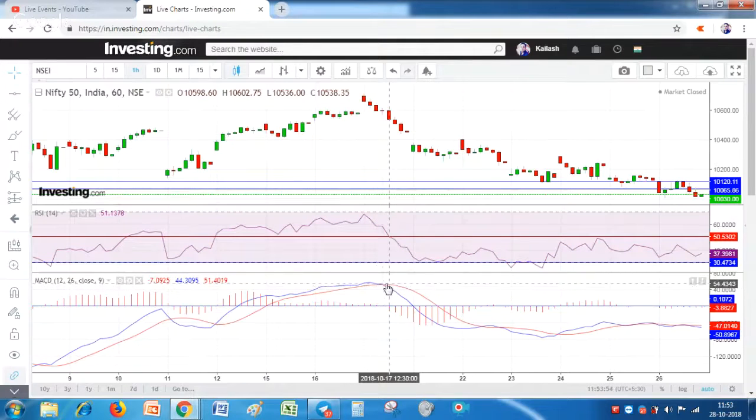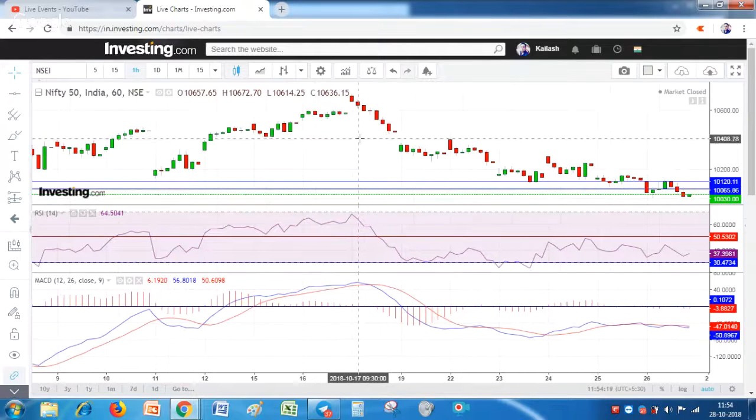There was a bearish crossover of MACD. Once both the indicators give us a signal, only then we should go short or long. Follow both the indicators together. That's why I added both, because combined they give us very good results. But if we follow just one indicator, sometimes the signal may be false.